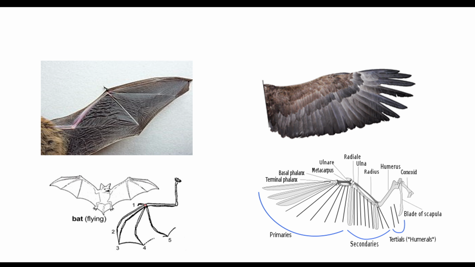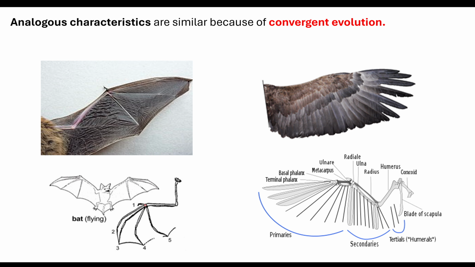They have similar structures. They have wings that are used. However, they are not within the same classification, the same evolutionary tree, because a bat is a mammal and a bird is a bird. So this is what's known as analogous characteristics. The analogous characteristics are that they are similar, so they are both used for flying.